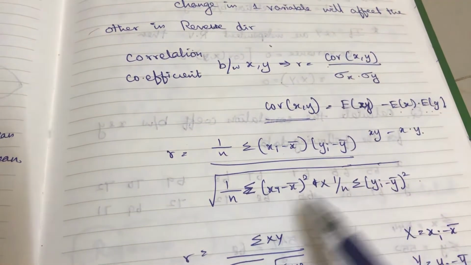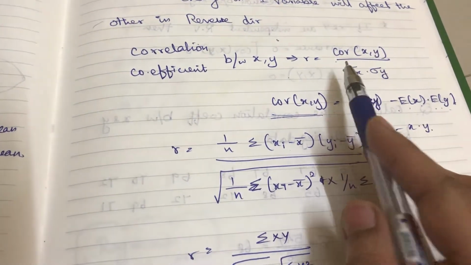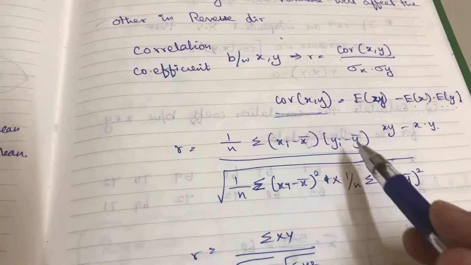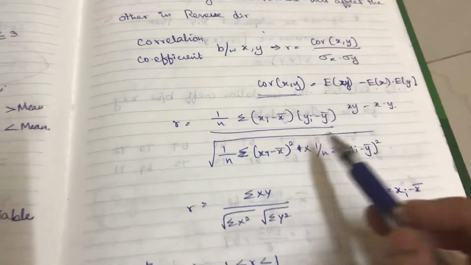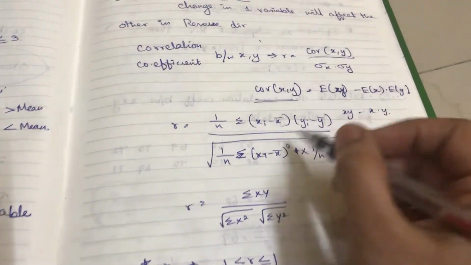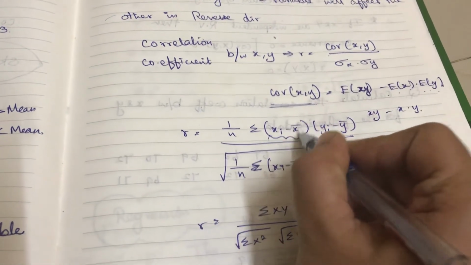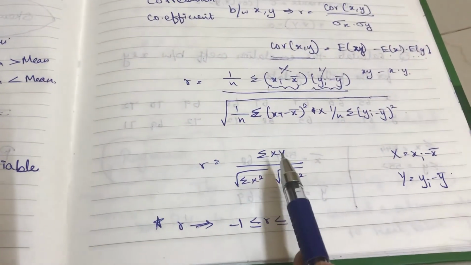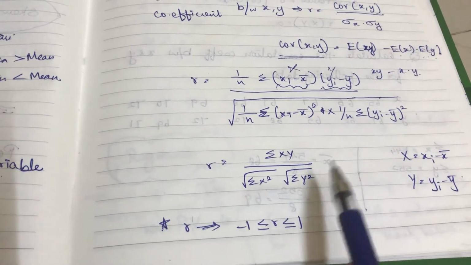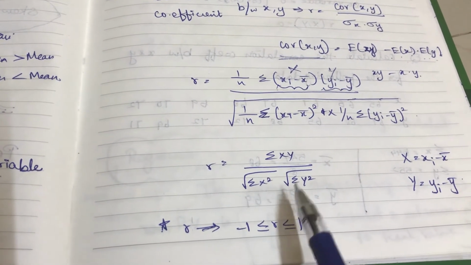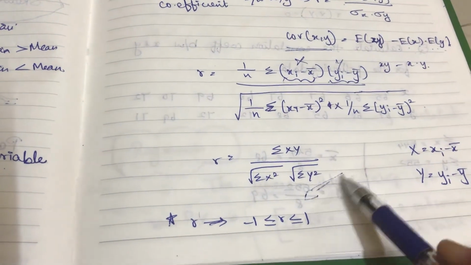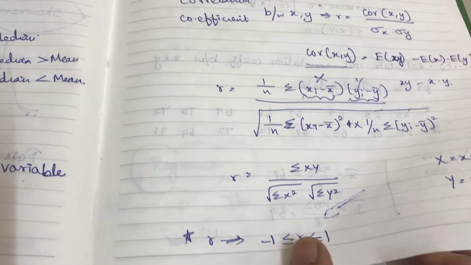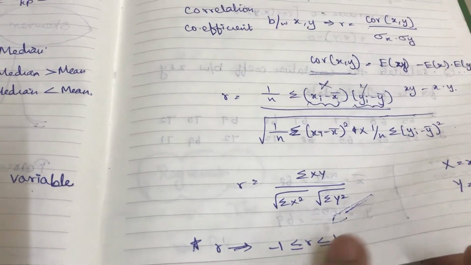We can write this using the formula 1 by n into the summation of xi minus x bar, yi minus y bar, over the square root of this thing. I'm just taking this term as capital X and this term as capital Y. So I can easily say r is the summation of xy by the square root of the summation of x square into the summation of y square. So I will get the answer like this. And the limit for the correlation coefficient is minus 1 to 1.